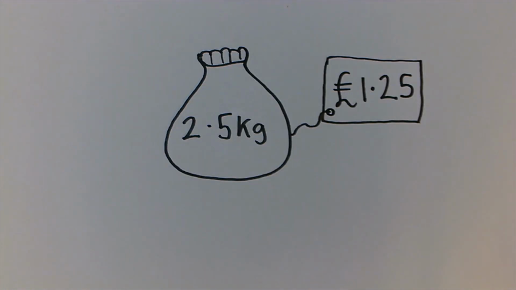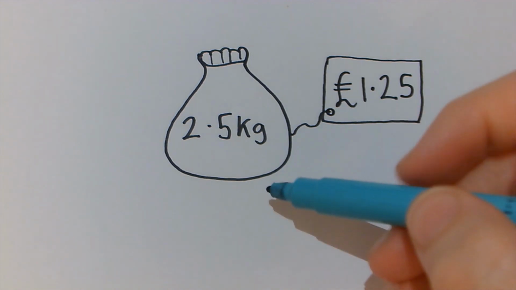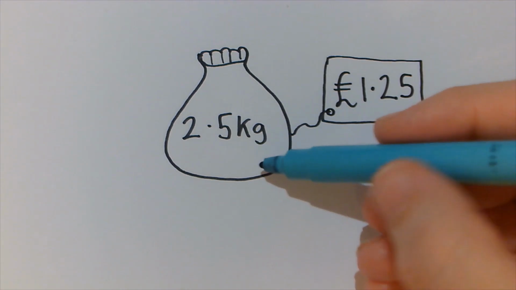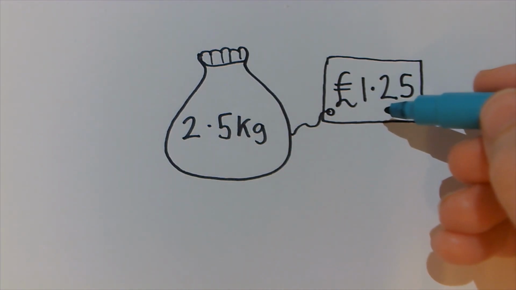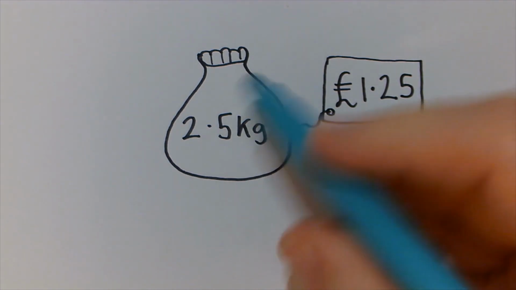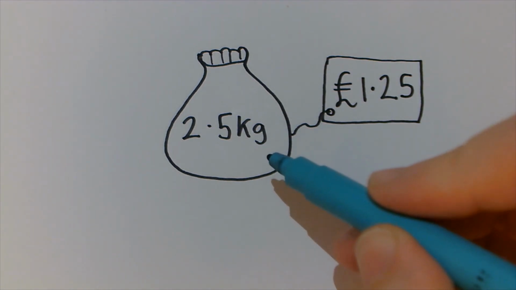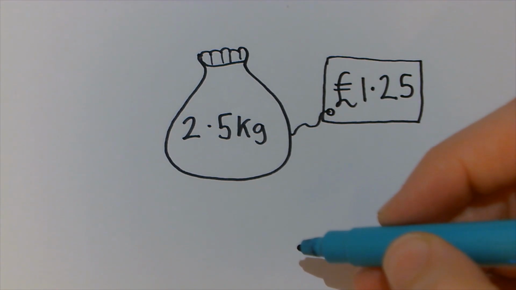On to today's first question. So, at Spuds or Us, a 2.5 kilogram bag of potatoes costs £1.25. How much would 1 tonne of potatoes cost? She's got one bag costing £1.25. I'm asking you, how much would 1 tonne of potatoes cost?